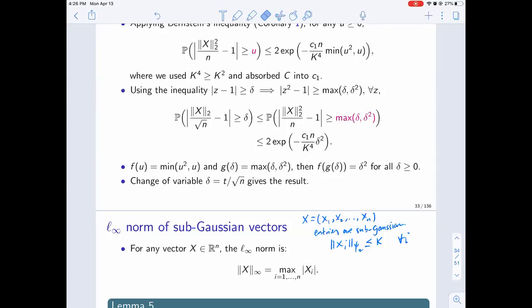Anyone has an idea of how to show a bound on this? Let's say I want to prove a bound. I want a tail bound on this guy. Are we going to use the union bound again? Right, I can use the union bound.